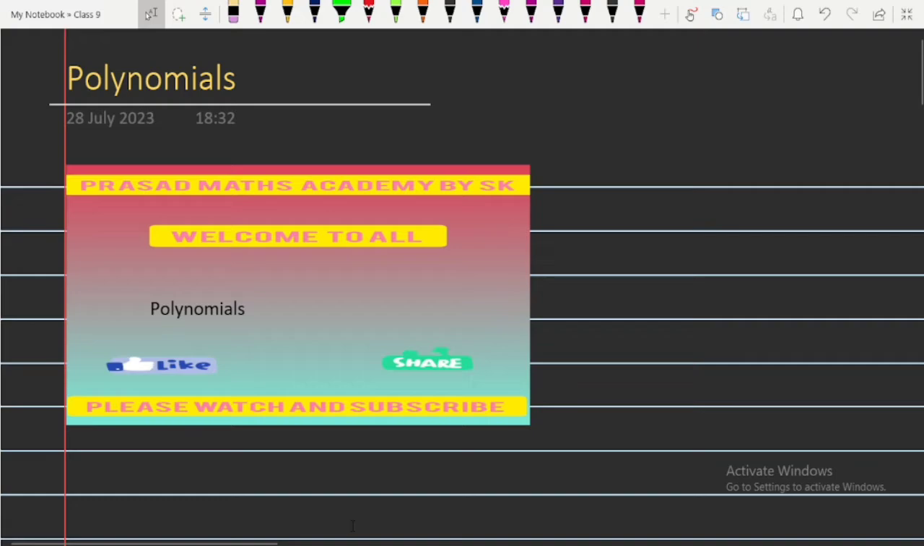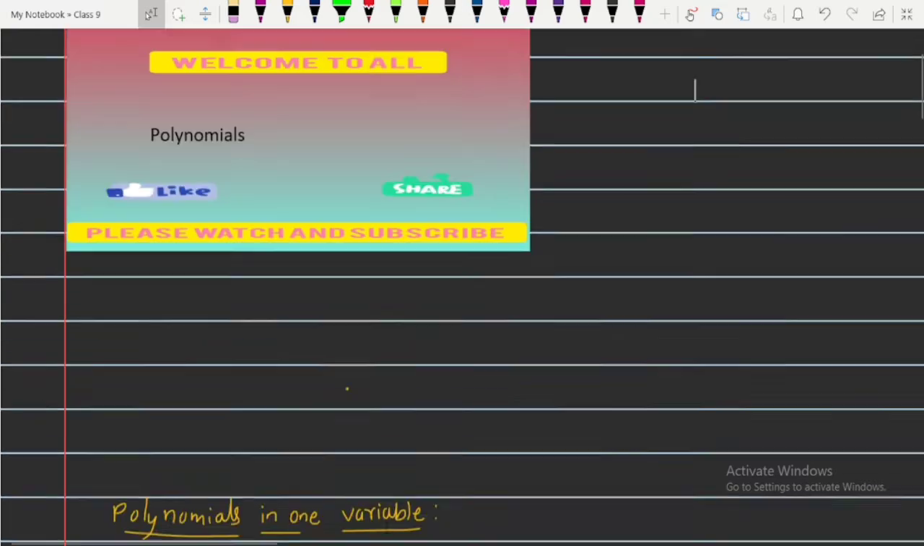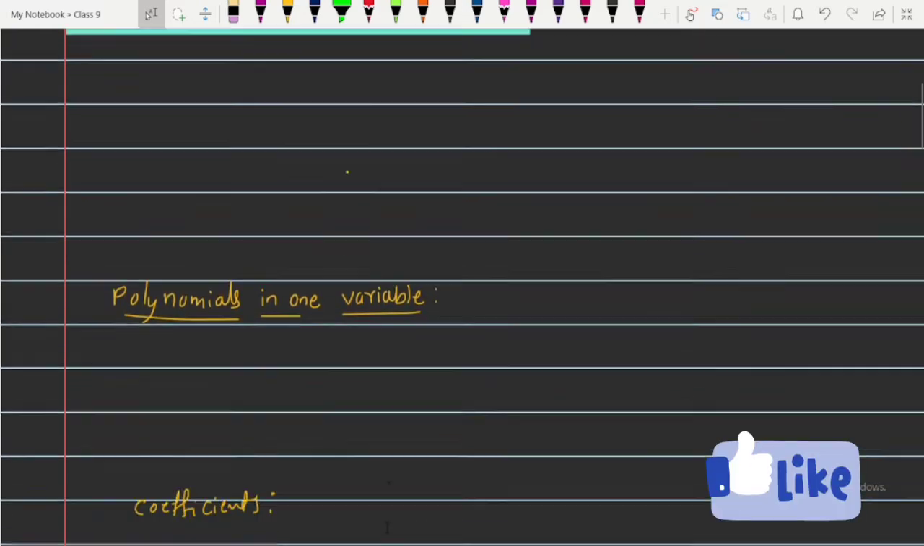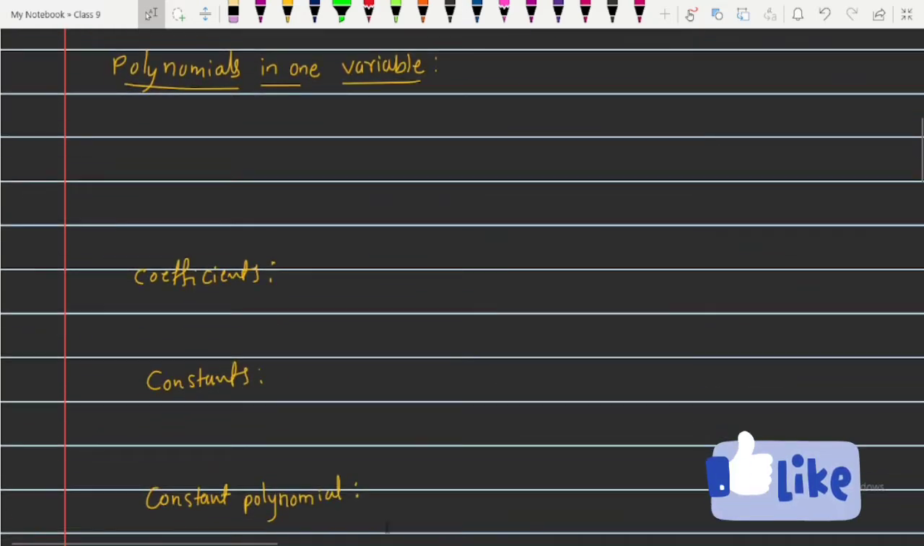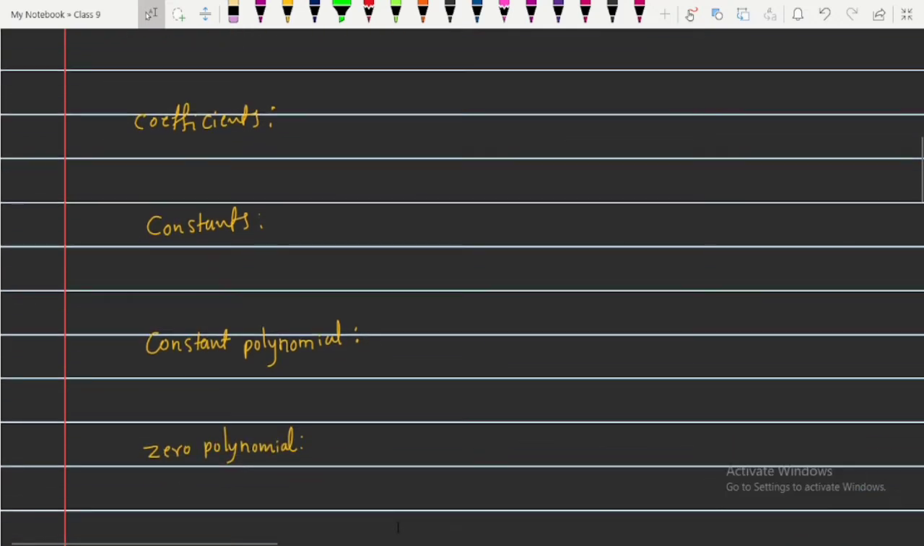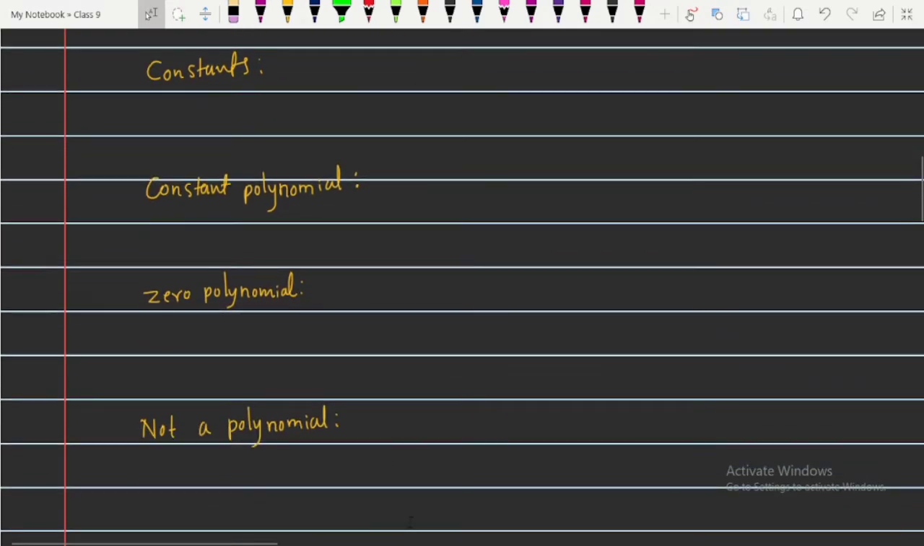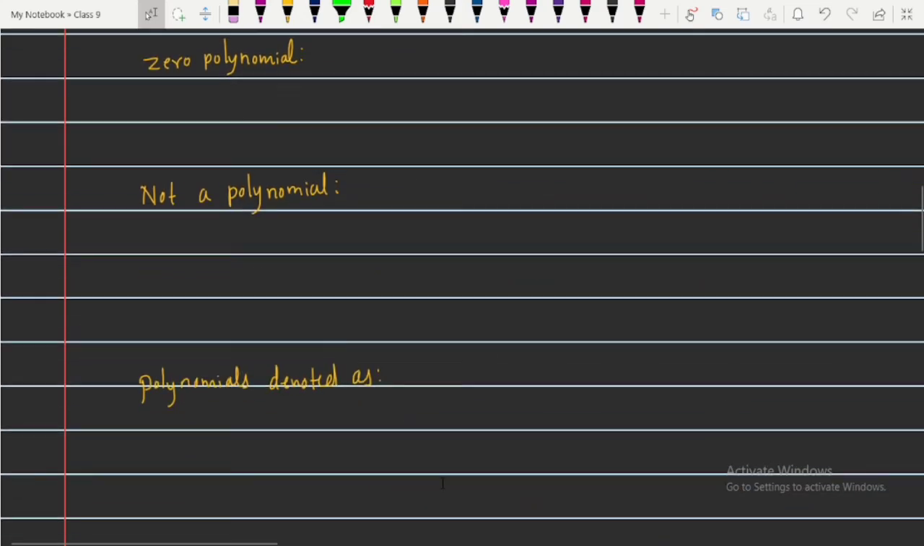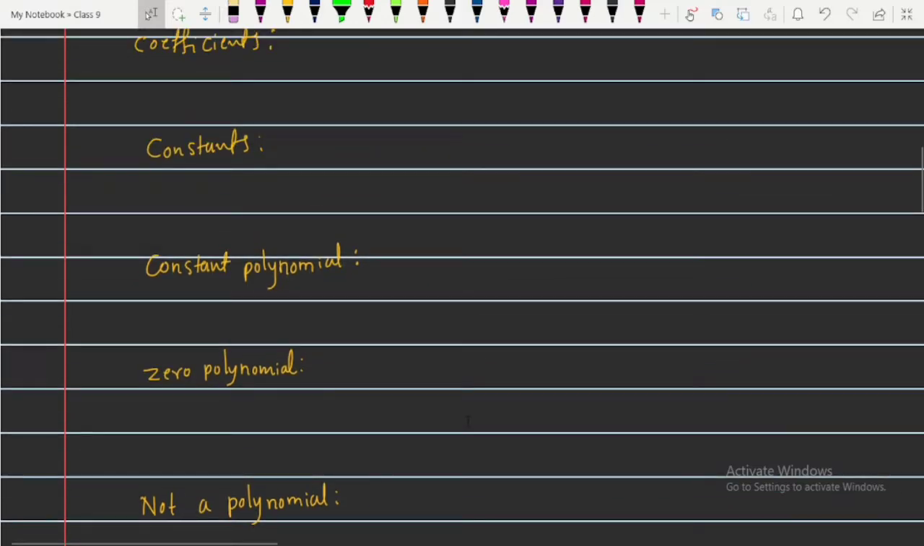Today we are going to learn about polynomials. In this video, we are going to see polynomials in one variable, what a coefficient is, constant polynomial, zeros of a polynomial, and which are not polynomials. So many things we are going to learn, and we'll see them one by one.